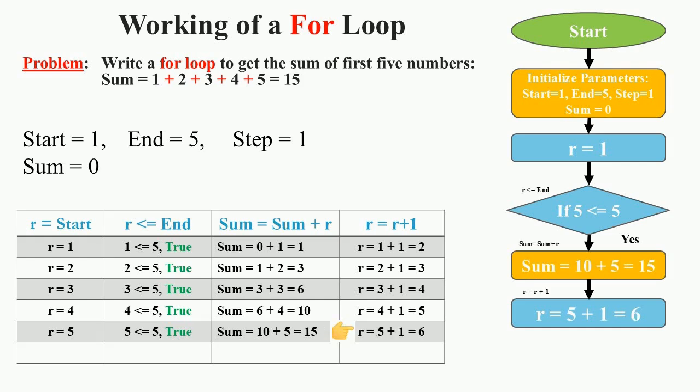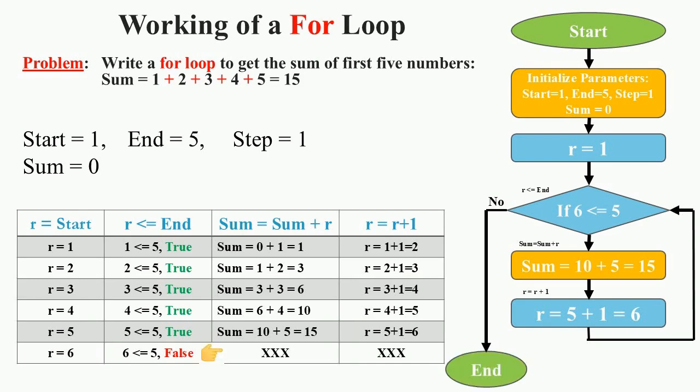R is again incremented by 1 and goes to 6 now. R with a value of 6 goes to the end comparison again. It's false now, hence there is no further updating of sum. And the for loop execution comes to an end here, and a final value of sum, that is, the sum of numbers from 1 to 5, is obtained using the for loop execution.